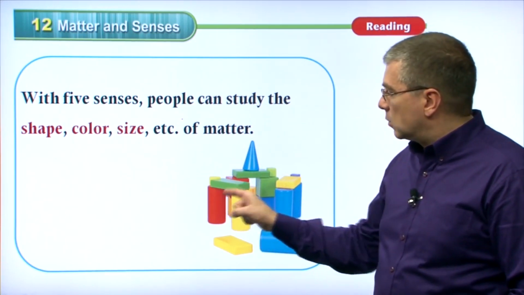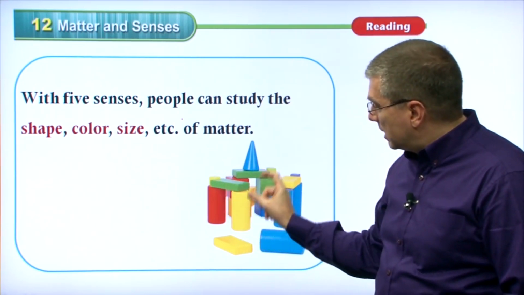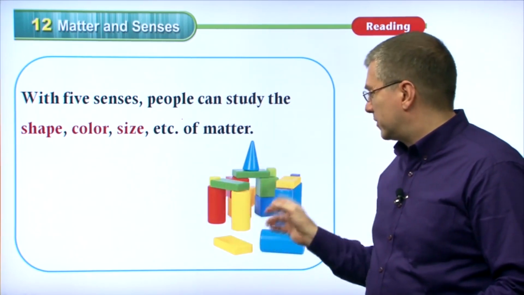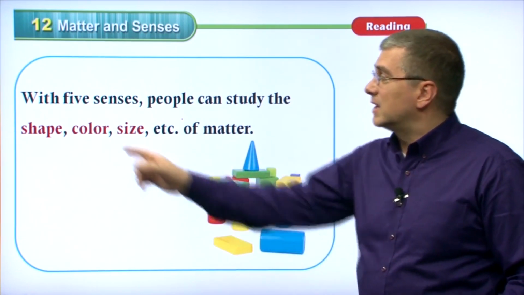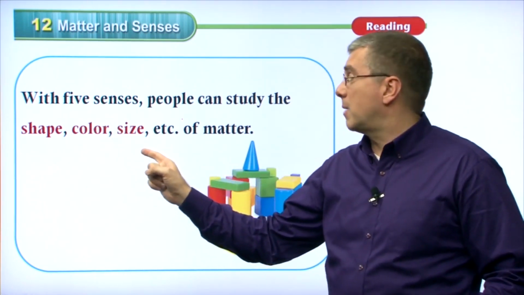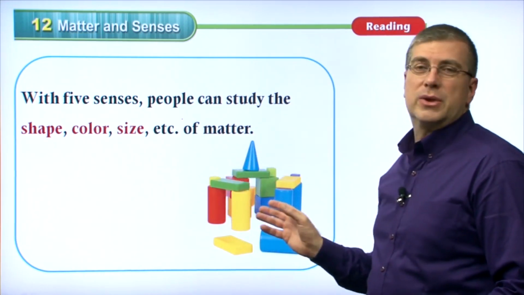What color is it? Is it red, yellow, or blue? What size is it? Is it big? Is it small? Well, most of these are the same size, but we can talk about lots of different things. These are the three main things they're talking about here in terms of describing matter, but there's all sorts of other things we can say.